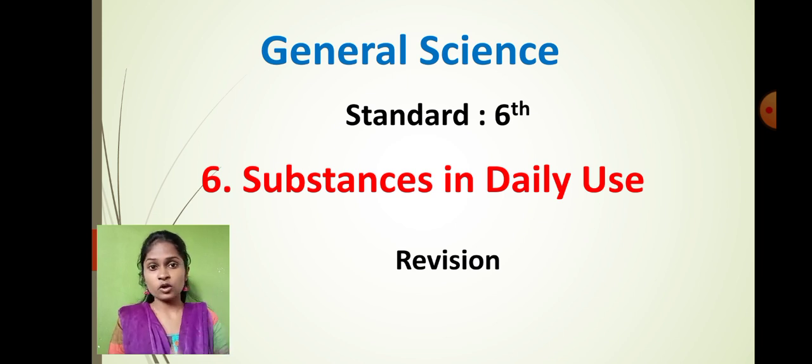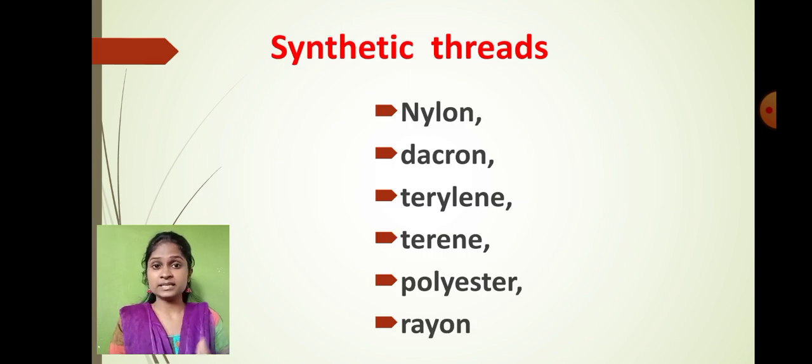So students, let's recall once again what we have learnt so far in this chapter. If you remember, in this chapter we have learned that there are many types of man-made and natural threads which we get from nature. Man-made thread, we call it what? Synthetic thread. So these are the examples of synthetic thread which we have obtained by man-made activities. What are the examples of synthetic thread? As you can see over here, nylon, Dacron, Terylene, Terene, polyester, rayon, these are examples of what?